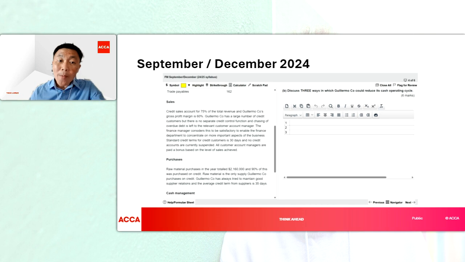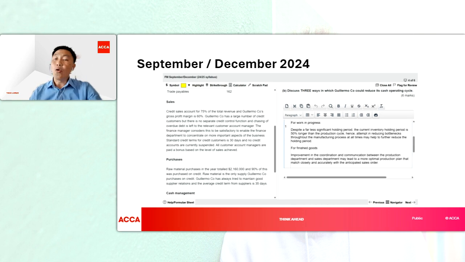How about for work in progress? How about for finished good? Do you notice the style, the layout of the answer I presented is pretty consistent? I keep it into 1 paragraph. Whatever I want to say, all I found in just 1 paragraph. And do you see spacing?